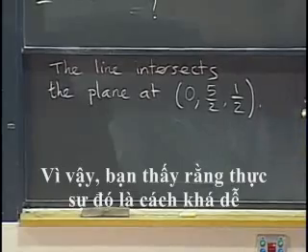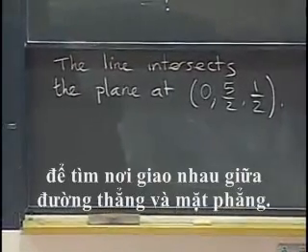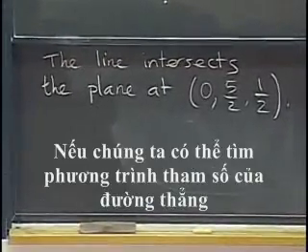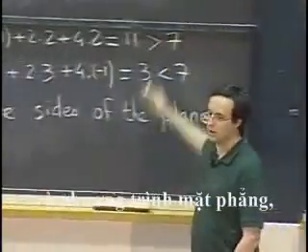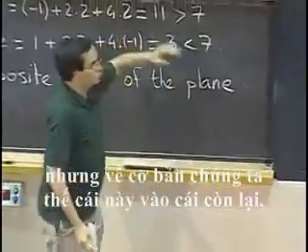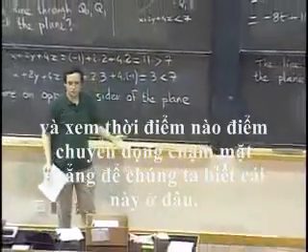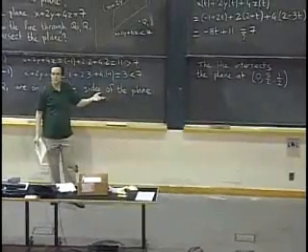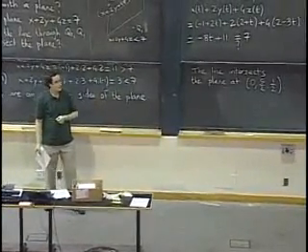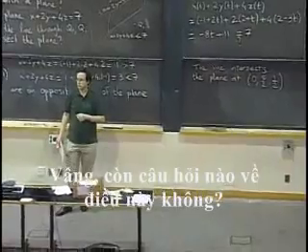So you see that's actually a pretty easy way of finding where a line and a plane intersect each other. If we can find a parametric equation of the line and an equation of the plane, then we basically just plug one into the other and see at what time the moving point hits the plane. And then we know where it is. Okay, are there questions about this?